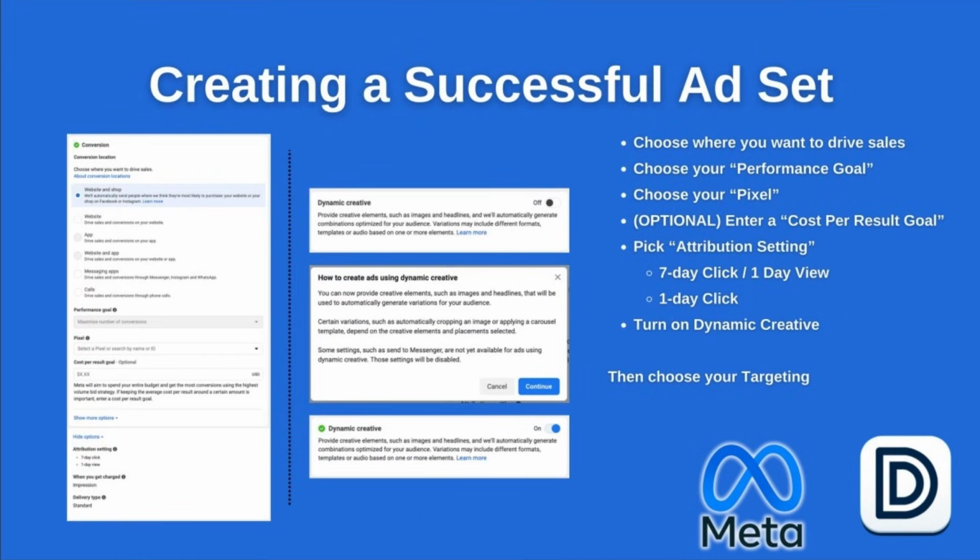Now, when creating a successful ad set, and in this example, we're doing a sales objective, this is where you want to choose where to drive the sales. So you want to choose your performance goal. You can choose your pixel. An option here, if you want to put in a cost per result goal, this is often thought of as a cost cap. And then you want to pick your attribution setting. I highly recommend that you either choose 7-day click, 1-day view, or a 1-day click.